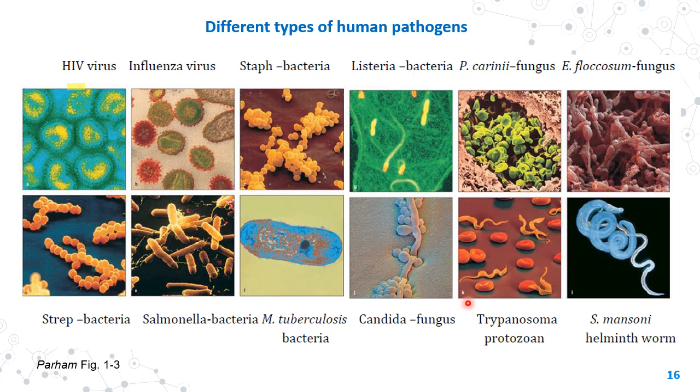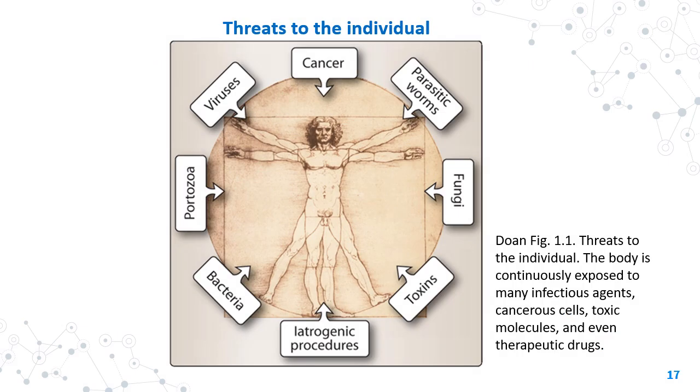Okay. Oh, this guy here, trypanosoma. Oh, that's a parasite. You know what that causes? Sleeping sickness. Not very common in this country, right? And this other guy, oh, helminth worm, intestinal worms. There are specialized cells to deal with those guys too, right? All right, different types of organisms that can cause disease, right?